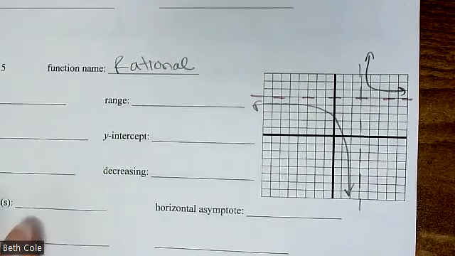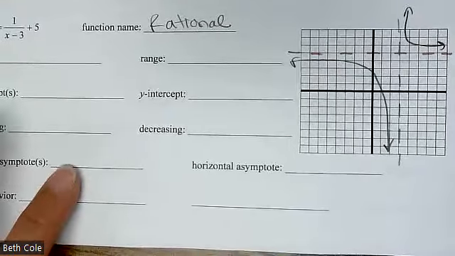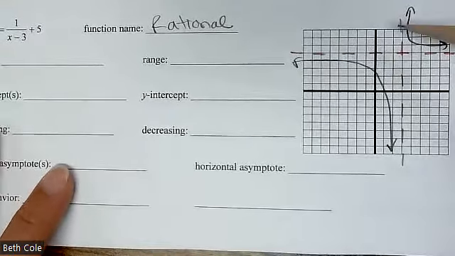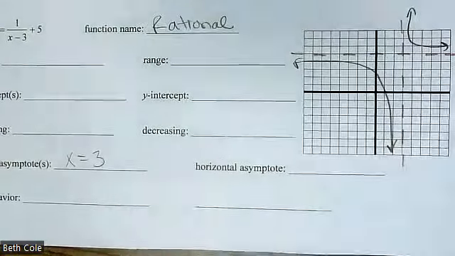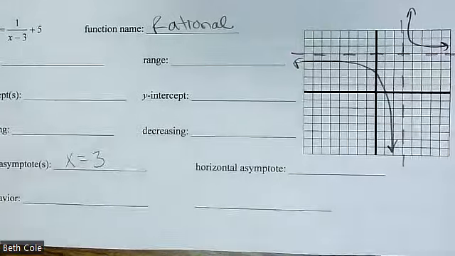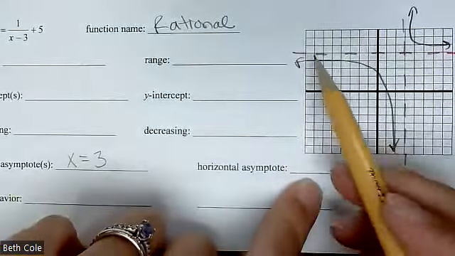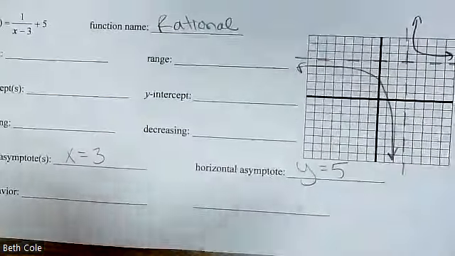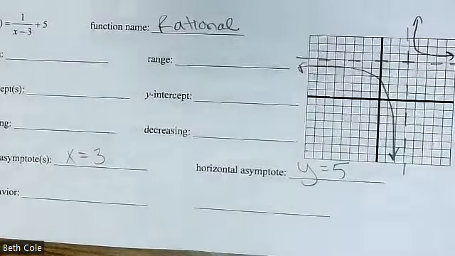What is your vertical asymptote? Where did it end up? Where's the vertical one? X equals 3. Good. Hey, Miss Cole, do I have to put the X equals? Yeah, because without that, it's not an equation. So you need that. Remember Hoy-Vux. So the horizontal one would be Y equals 5. It's not hard, but it's very easy to get backwards.